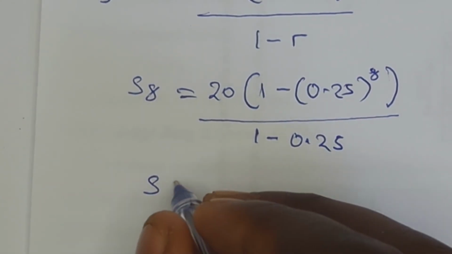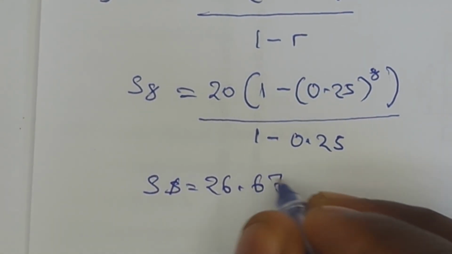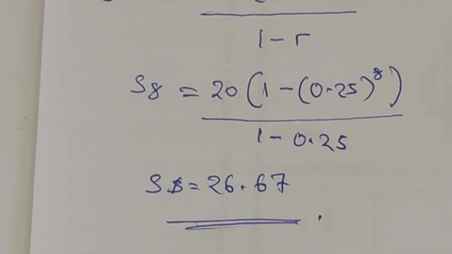So the sum of the first 8 terms is equal to 26.67. This is how we handle questions under geometric progression.